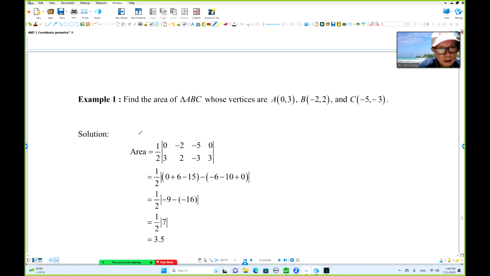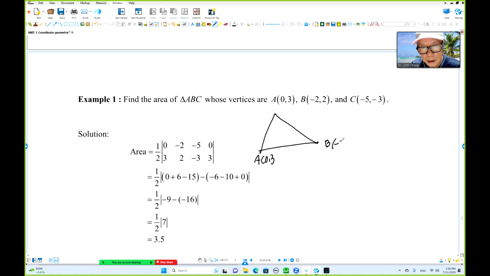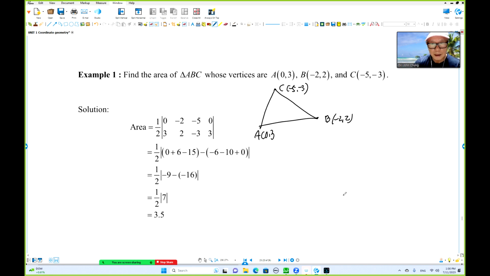So I'm going to use this one. We have a triangle up here. I'm just writing regular. A is 0 and 3, B is negative 2 and 2, C is negative 5 and negative 3, okay? So you're going to start from A or C or B. Start A, okay? Now let's just start A over here.